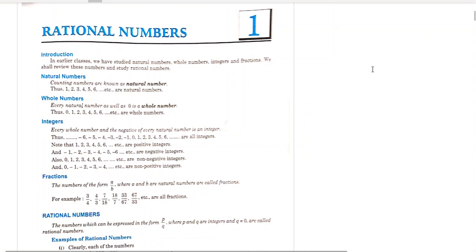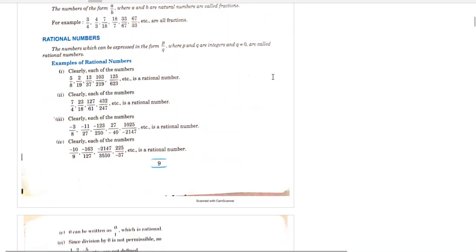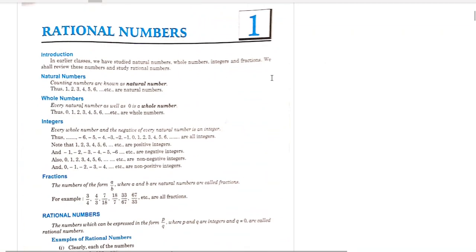I'm sure that by now your school might have finished this chapter, and it is an opportunity for all of us to learn this chapter all over again. I'll try to clear each and every concept related to this chapter. Also, we'll do all the solved examples. At the end of the chapter, if you're in the group, I will share this PDF with you, and you can solve all the textbook exercises. Then we'll do doubt solving. So let's begin. Rational numbers.